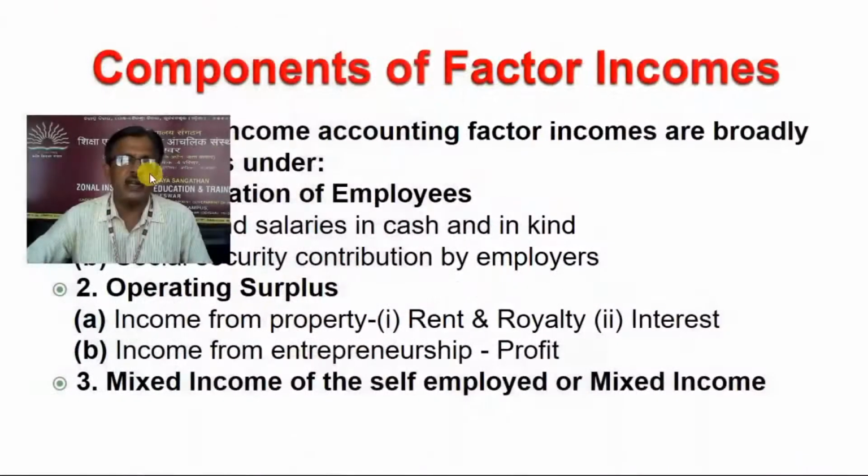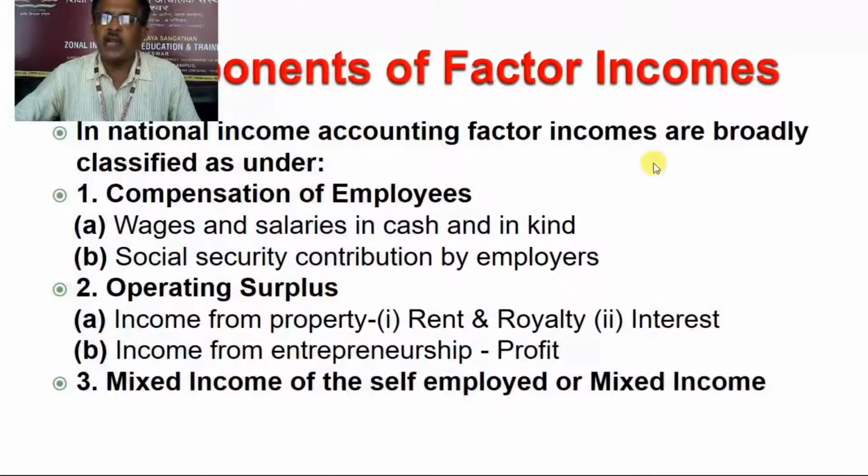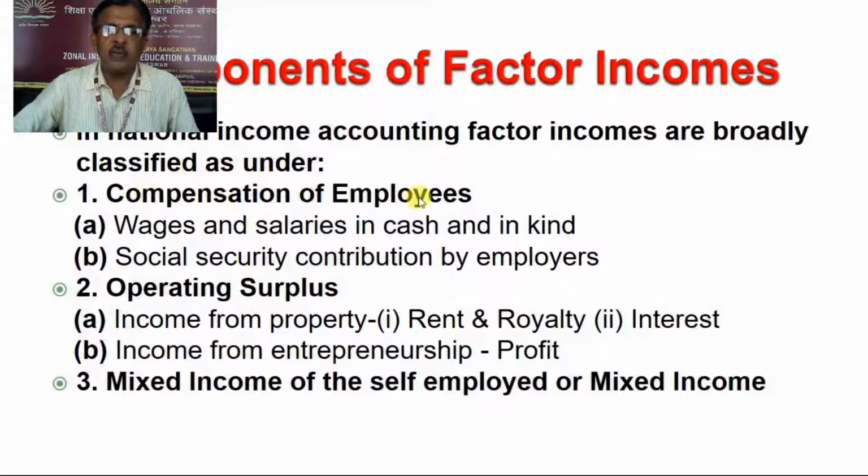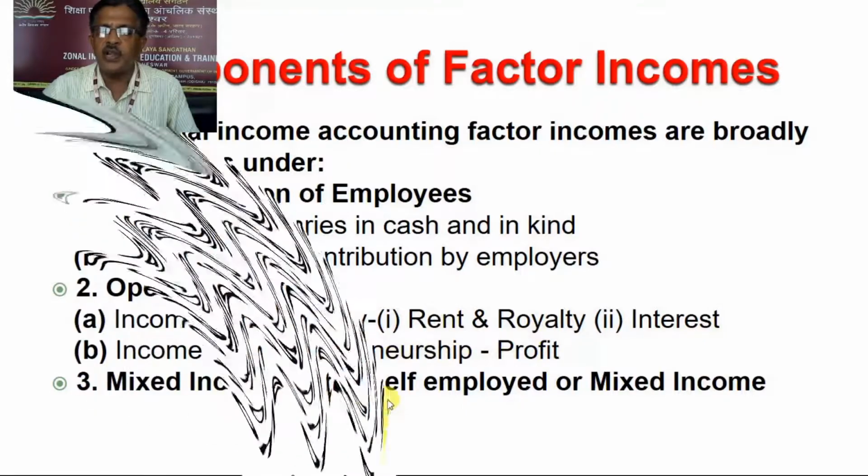Components of factor incomes. In national income accounting, factor incomes are broadly classified as follows. Compensation of employees, that is in the form of wages and salaries in cash and in kind, and social security contribution by employers. Then the second component is operating surplus. It is in the form of income from property, that is rent, royalty and interest, and income from entrepreneurship, that is profit. And the third component, mixed income of the self-employed.